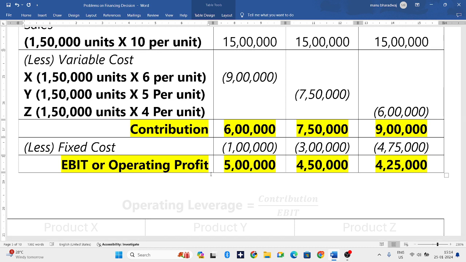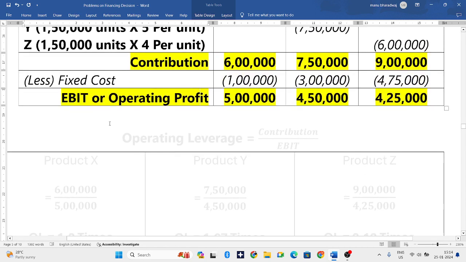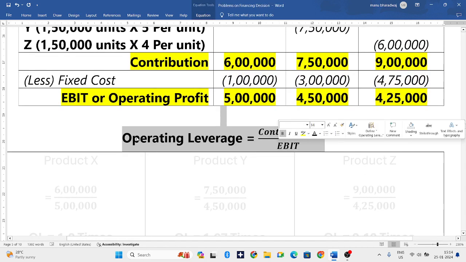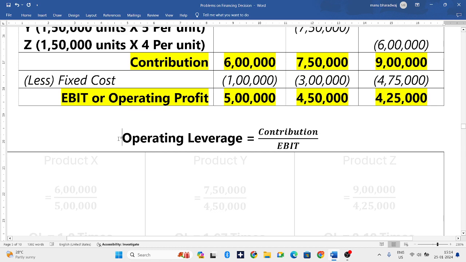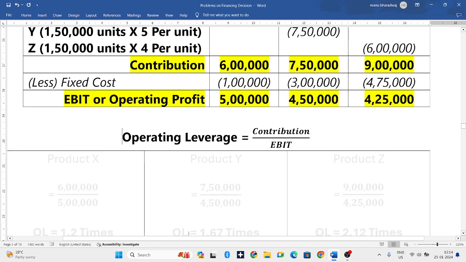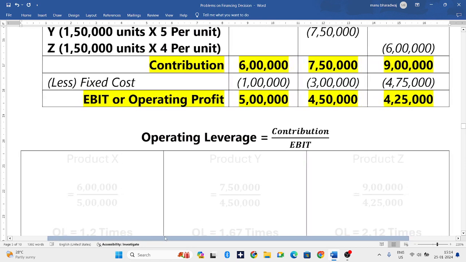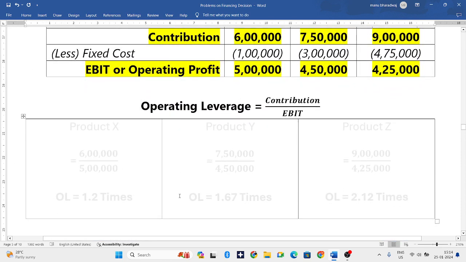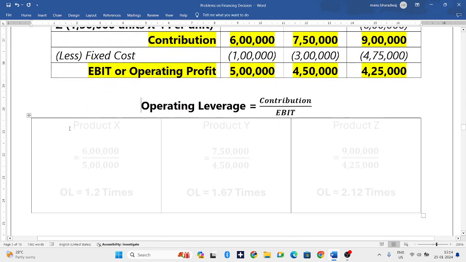Product X it is 5 lakh, product Y it is 4,50,000, product Z it is 4,25,000. Now we have to find out the operating leverages. What is the formula to find operating leverage? The formula to find operating leverage is contribution by EBIT. Contribution by EBIT.